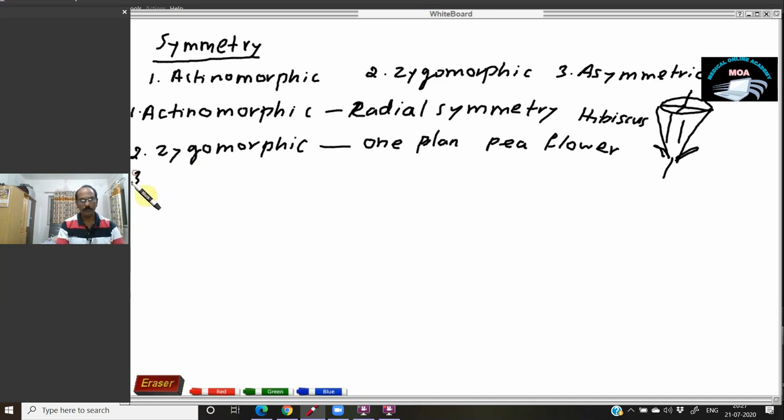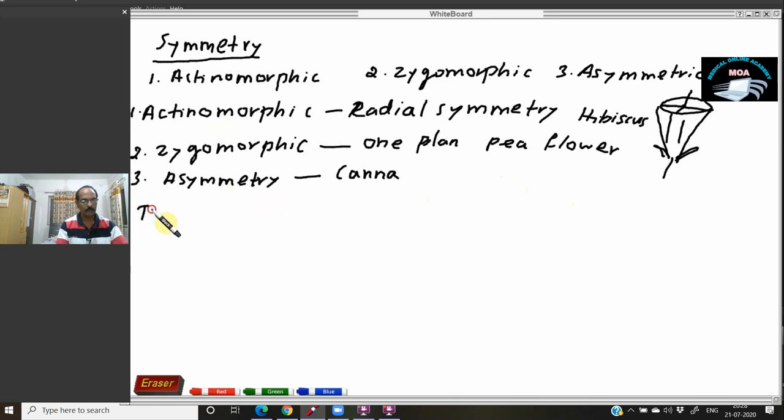The third one is the asymmetrical flower. Why is it called asymmetrical? It does not give two equal parts when cut along any radius or any plane. For example, canna, called Kardal in Marathi. This canna flower never gives two equal parts when cut along any plane, so we say it has no symmetry. According to symmetry, flowers can be classified into actinomorphic, zygomorphic, and asymmetrical.